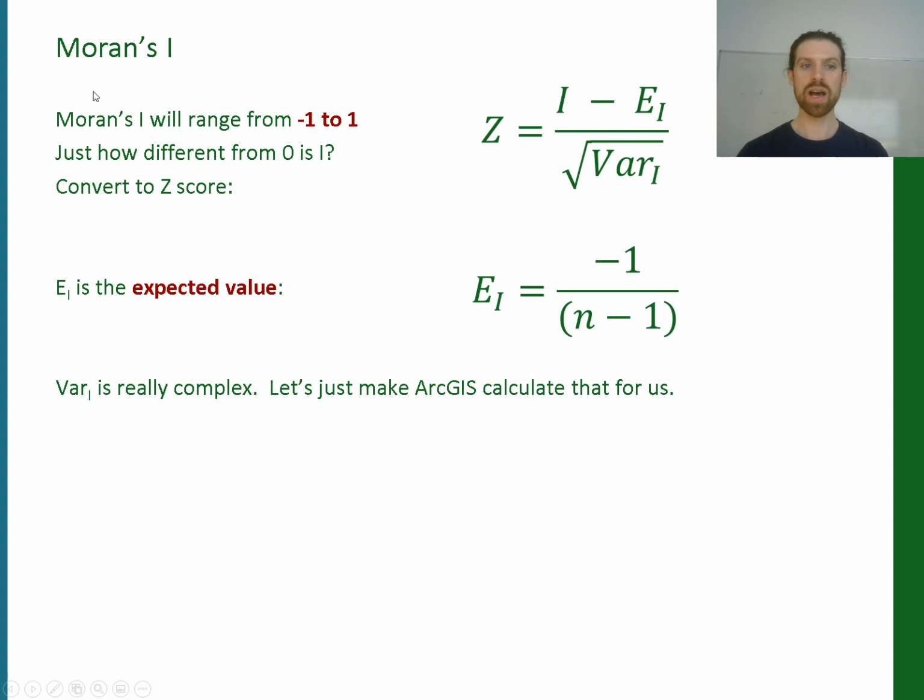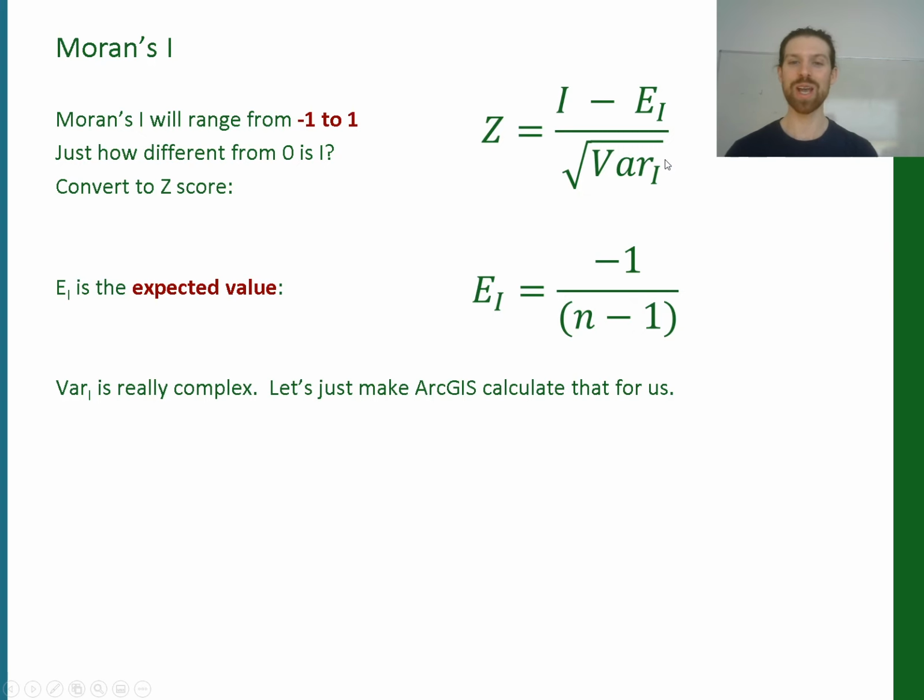So Moran's I, how do we calculate that? Once we get the I, we're able to subtract this E[I] value, the expected value, which is -1 divided by the number of degrees of freedom, and that gets us our numerator value here. And then for the denominator, we just need the square root of Var[I], which is complicated to calculate.